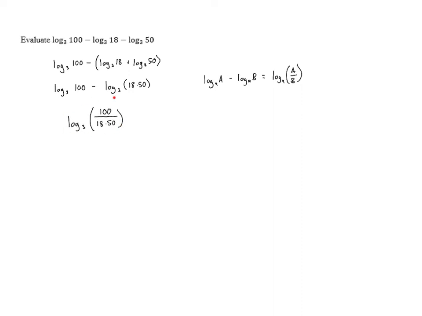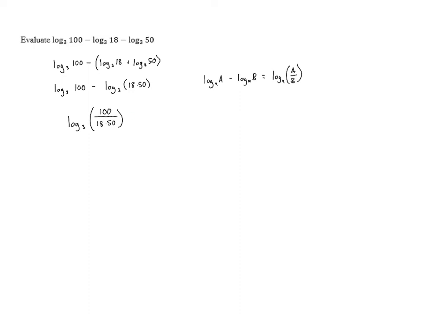Now, we actually could get here without doing as many steps by recognizing that when we have a sum and difference of logarithms, any logarithm that's positive is going to go in the numerator, and any logarithm that's negative is going to end up in the denominator when we combine them. We'll take all of the negative logarithms and multiply their arguments in the denominator, and then the positive ones go in the numerator. So here we've got log base 3 of 100 over 18 times 50.